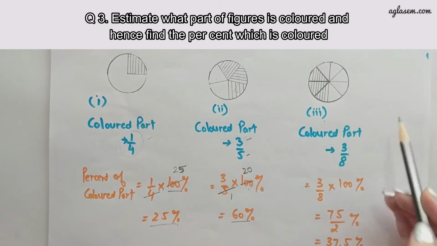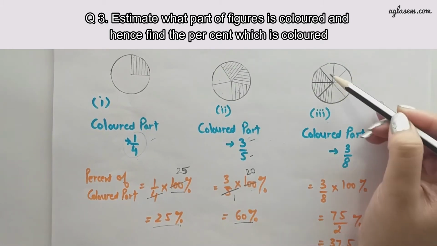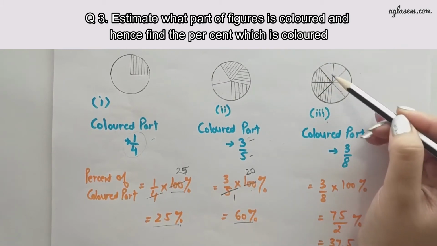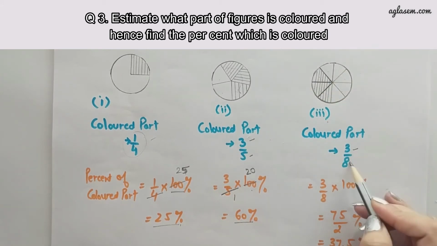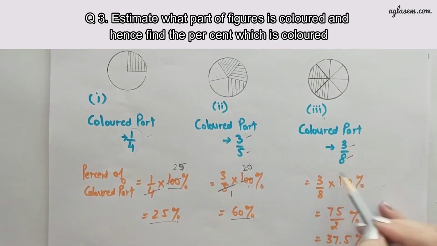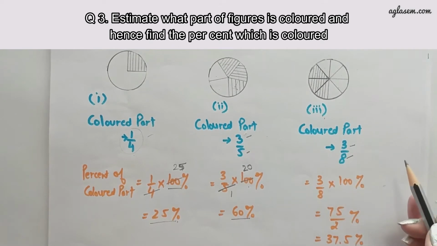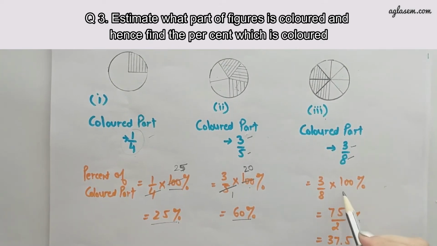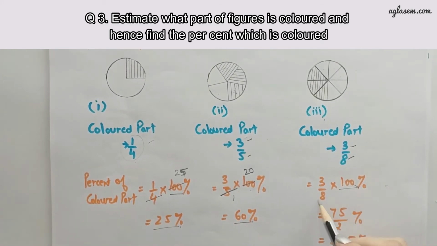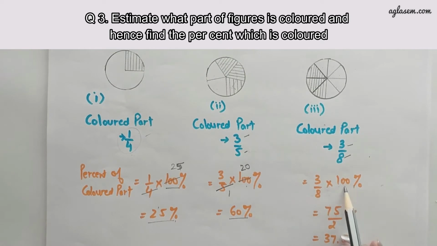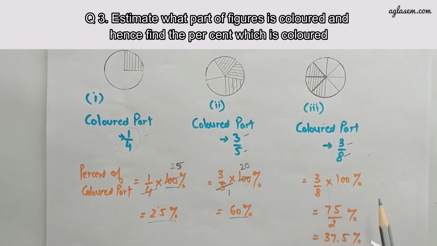Now move to the third part. Similarly we have to count 1, 2, 3, 4, 5, 6, 7, 8. Total are 8 parts, and how many parts are colored? That is 1, 2 and 3. So 3 by 8 we get the fraction. Now convert it into percentage, we have to multiply with 100. So it's a very easy question. Again what we'll do, 3 divided by 8 into 100. Again we have to do the multiplication.